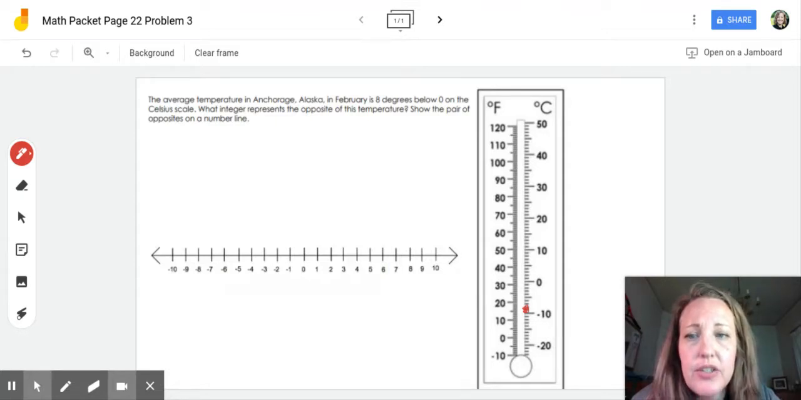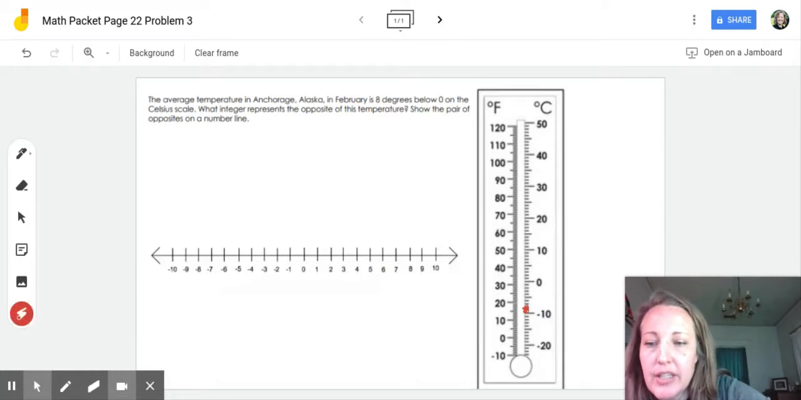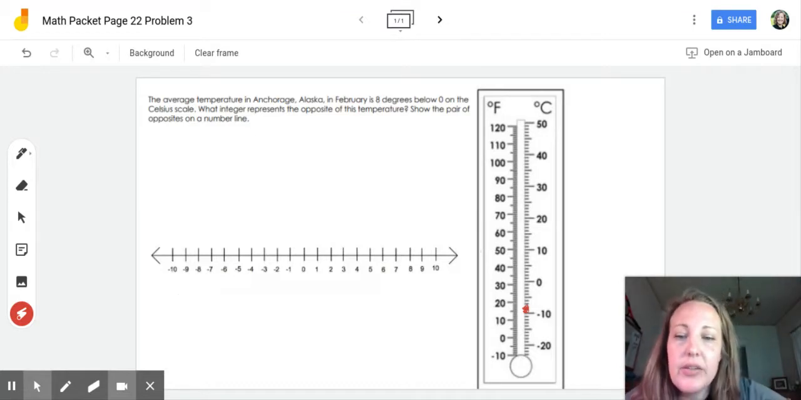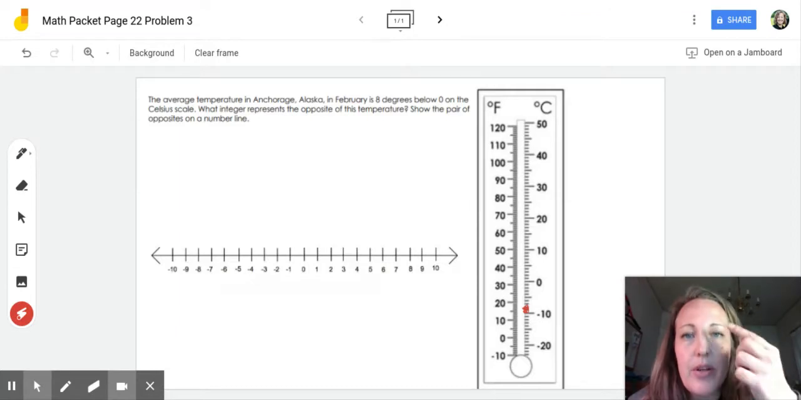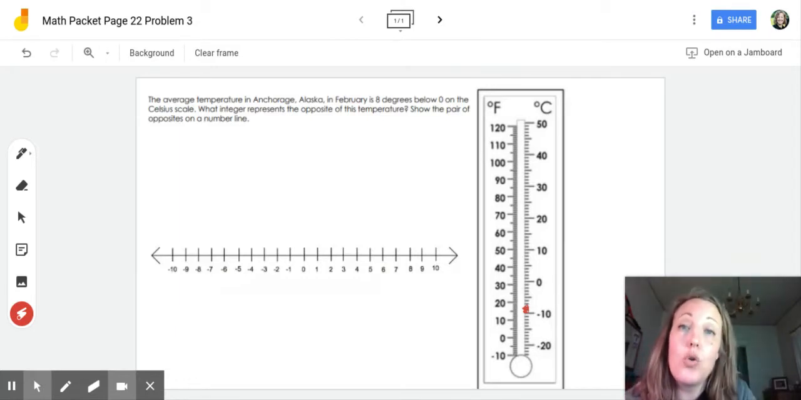It says what integer represents the opposite of this temperature. So we've got to define a couple of words here, right? You remember most of us started our journey with a number line looking like this, when we were learning about that. The first numbers that we ever learned to count with, 1, 2, 3, 4, some people call them Elmo numbers, Sesame Street numbers. Those are our natural numbers. When we add the number 0, we now are talking about whole numbers. 0, 1, 2, 3, 4, 5, okay?